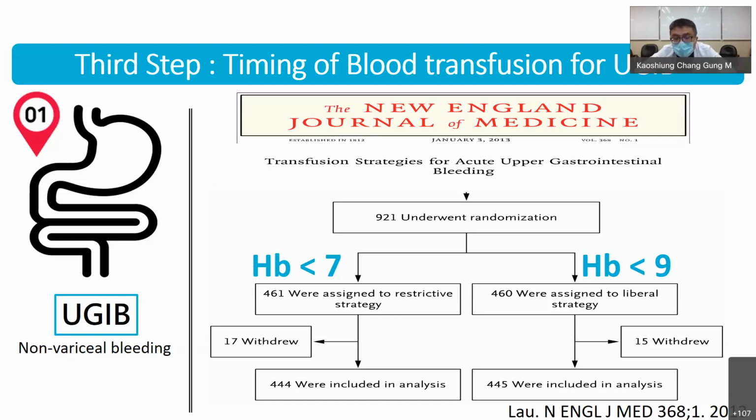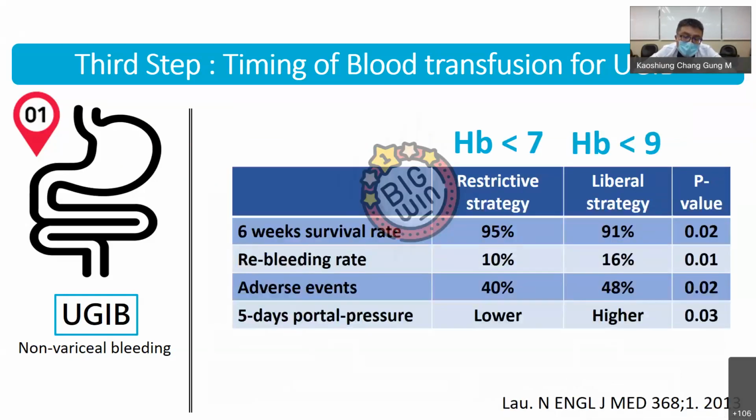Another group is the liberal strategy. That means we give patients a blood transfusion if hemoglobin is less than 9. This is the result. We can see that the restrictive strategy, meaning transfusion when hemoglobin is less than 7, has a better outcome than the liberal strategy.